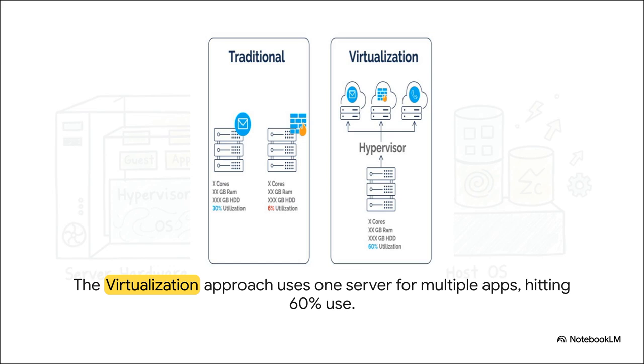Now look at the right side. Instead of 3 separate, lazy servers, we've got one physical machine running all 3 of those apps: email, firewall, and phone services. And each one is in its own isolated virtual world. And just like that, server utilization skyrockets from under 30% to 60%, maybe even more. We're finally using the horsepower we paid for.